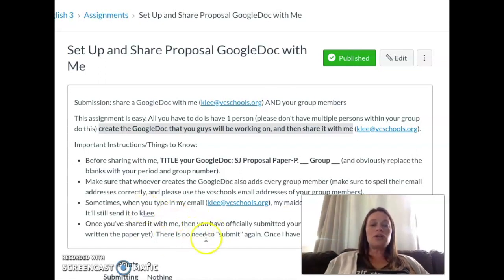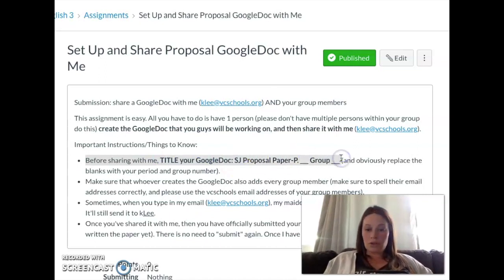Some important instructions or things to know. Before sharing with me, title your Google Doc SJ, meaning social justice, proposal paper, dash, period, and then obviously replace the blank with your period, and then group number, actually put the group number, okay? Please title it this way. I want to make sure that I only have one document per group, and this is the best way for me to easily keep that under control within my own documents, okay?